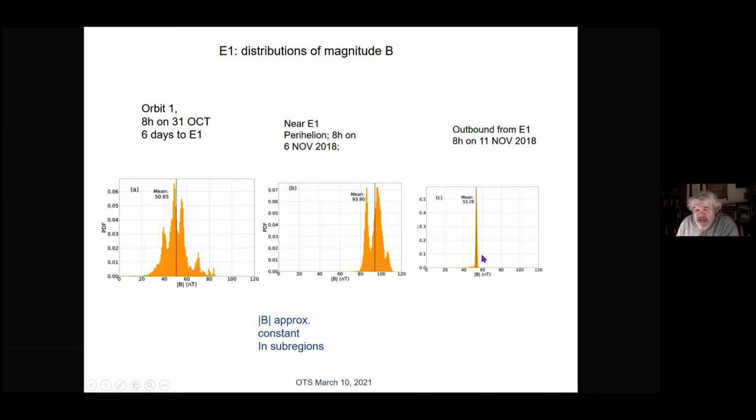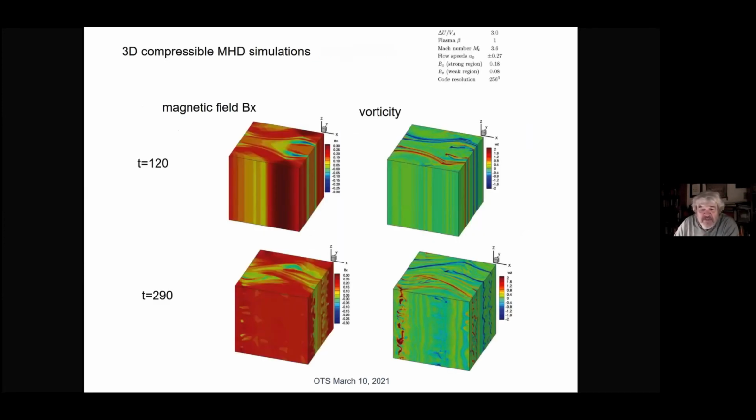And then on the way out, things seem to be pretty quiet, and you have a pretty tightly distributed magnetic field. But in any case, the presence of these spikes, in all cases, means that the magnetic field is compartmentalized into regions that have pretty well-defined values of the magnetic field strength. In other words, the magnetic field looks like it might be locally constant. So in order to examine some of this, Yan Yang, who I think is still with us. Yes, I think she is.